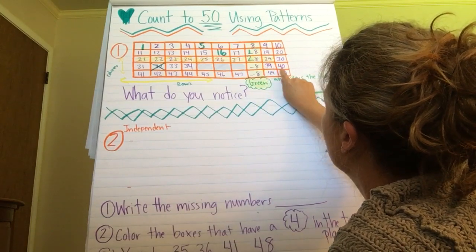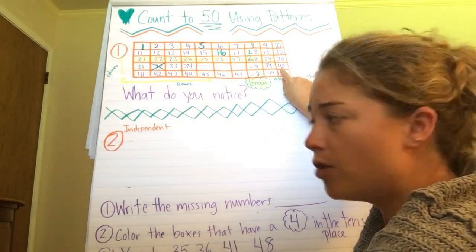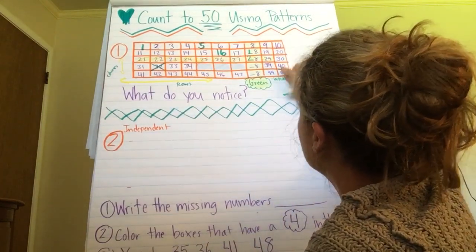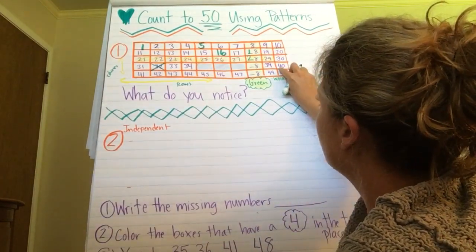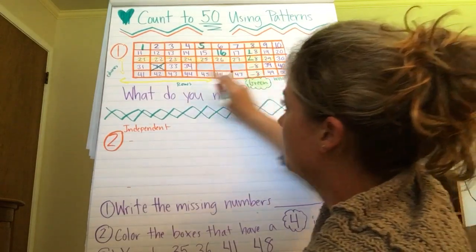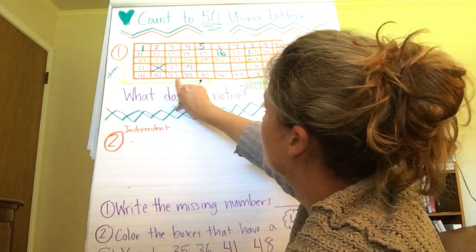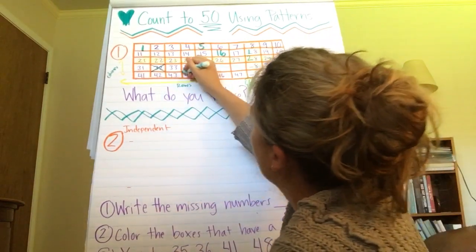39, 40. Hey! 44 has a 4 in the tens place. So you know what, friends? I can tell it's going to be after this number. Does it say 44? No. 41, 42, 43, 44. X it out.